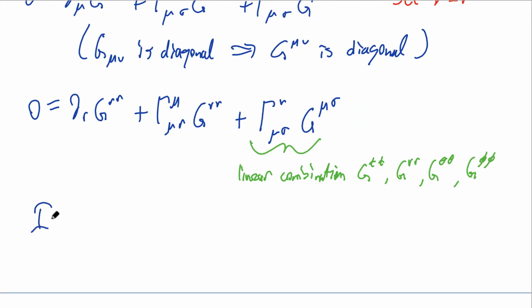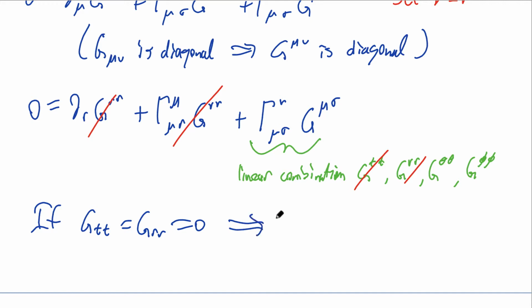So if G_tt and G_rr vanish, then also G upper tt and G upper rr vanish. So these terms are zero. And G_theta-theta and G_phi-phi are proportional to one another. So the only terms left in this expression are just proportional to G_theta-theta. So this tells us that G_theta-theta is automatically equal to 0 if G_tt and G_rr are equal to 0.